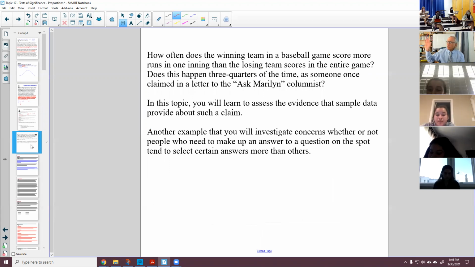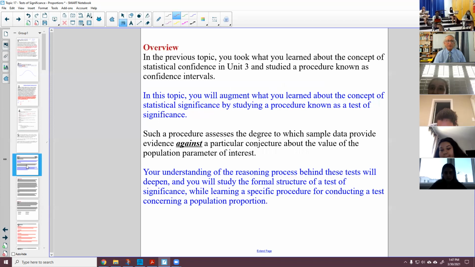Who knows anything about baseball? A couple people know something about baseball. You know how many innings are in a game, right? You know what an inning is? People who don't know anything about baseball, do you know what an inning is? I think there are 9 innings. There are 9 innings, yes. Well, we'll get to that when we get to that. I don't want to go into a lot of baseball stuff right now.